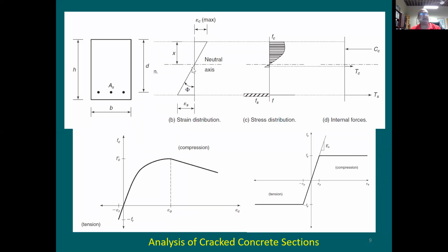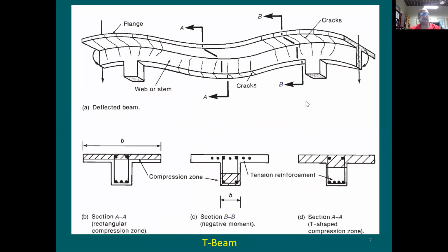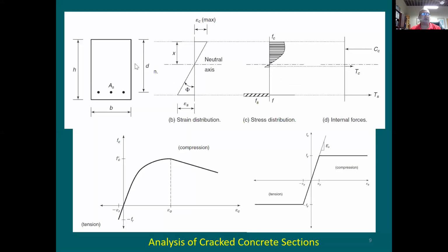Now you have cracking here. Below this point, the concrete is cracked, and above this point is going to be the compression in the concrete. So the neutral axis is going to be here. If you'd like to do something similar, you could just draw a horizontal line and do hatching here. So this is gonna be compression, and this is gonna be tension. Now here's the strain distribution. It's gonna be like a straight line.